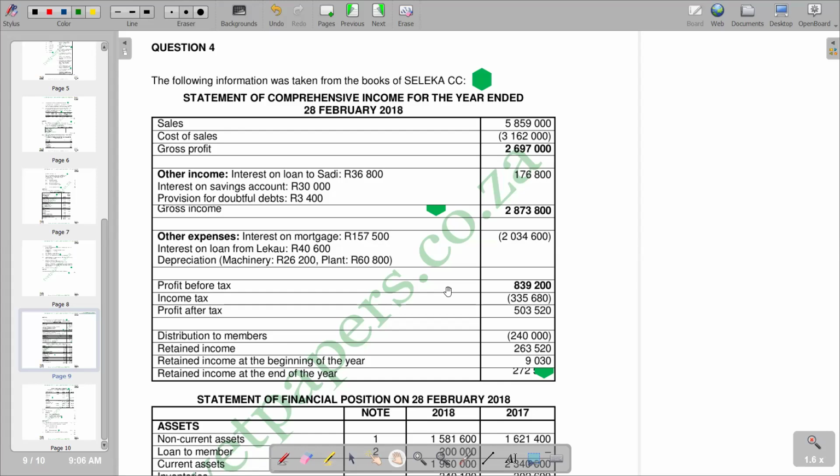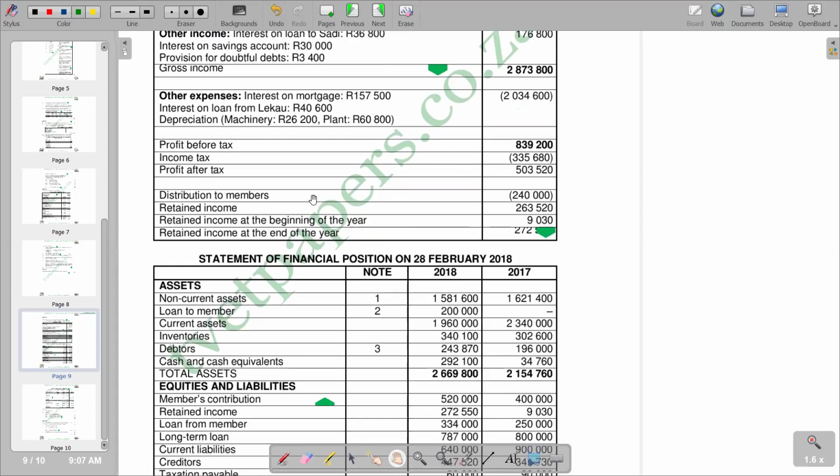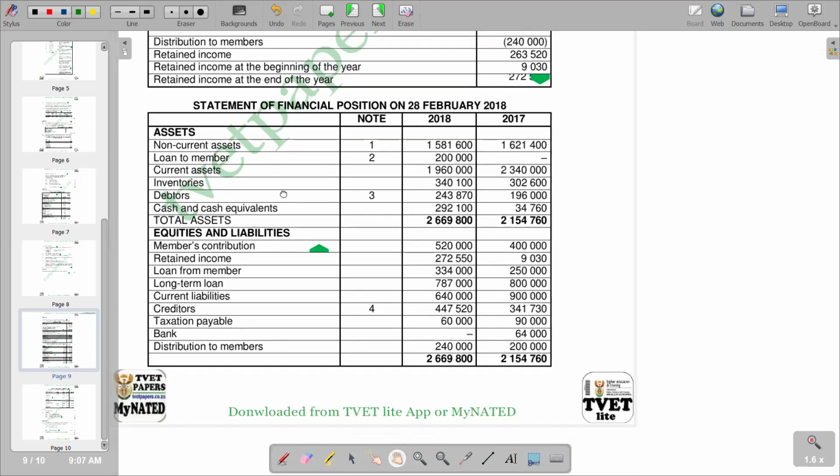So we've got a question here. This is question 4 on the question paper, and it reads that the following information was taken from the books of Selecta Plus Corporation. They are given a statement of comprehensive income for the year ended 28th February 2018. So this is our statement of comprehensive income. Beneath that, we are given a statement of financial position on 28th February 2018, with a list of balances.